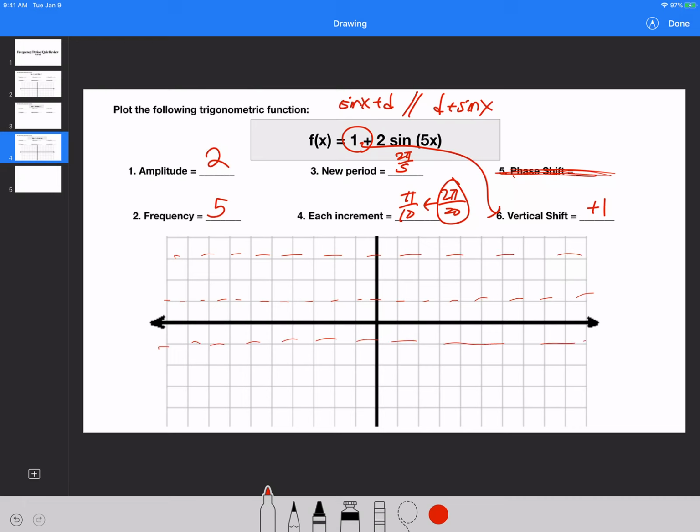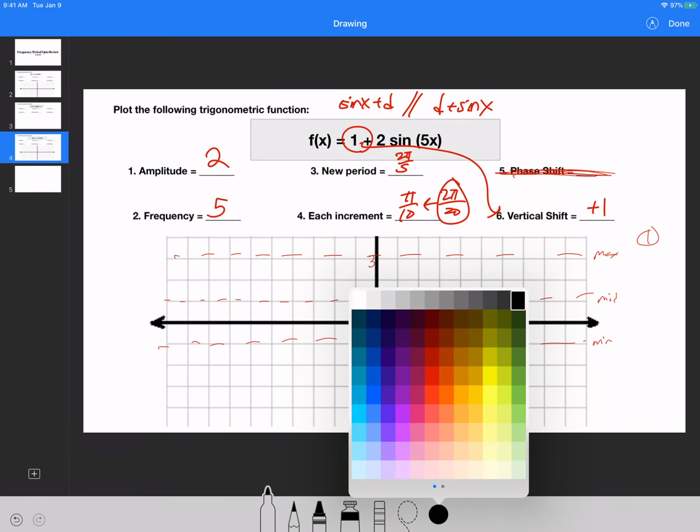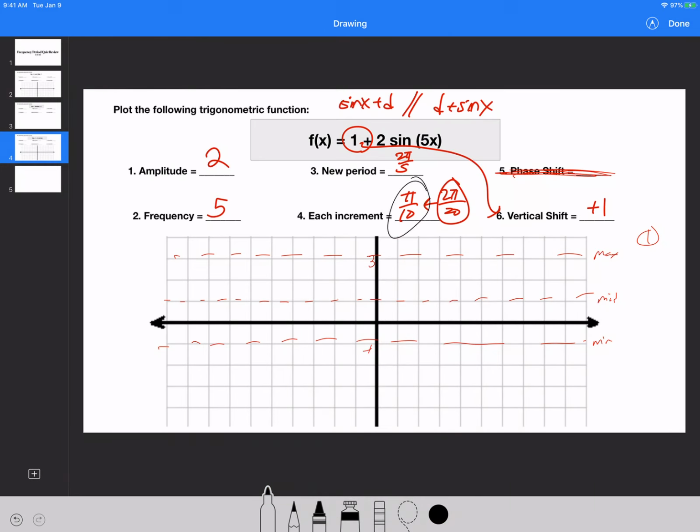So I'm going to reach positive 3 and negative 1. So max, mid, and min. My number 1 step is done. My framework is established. Then my next step is to make each increment pi over 10, which means I'm going to make this pi over 10, 2 pi over 10, 3 pi over 10, and then 4 pi over 10, which is the same thing as saying 2 pi over 5, because if you reduce it, it's 2 pi over 5.